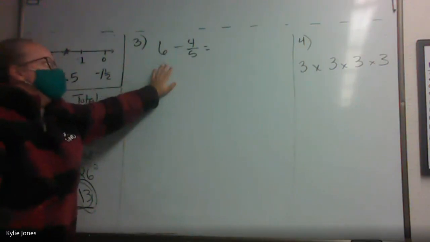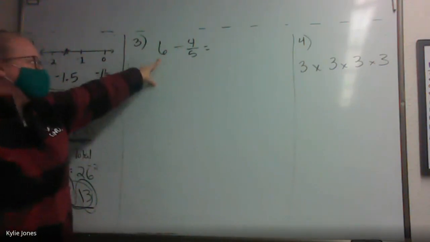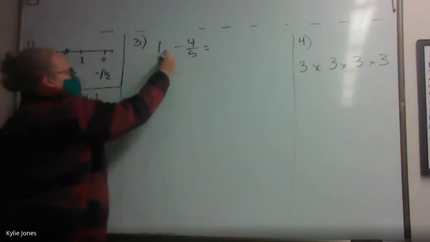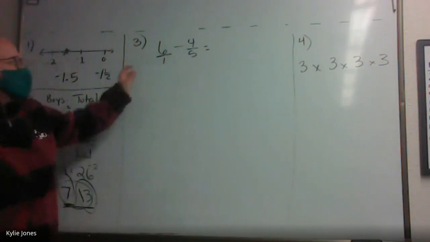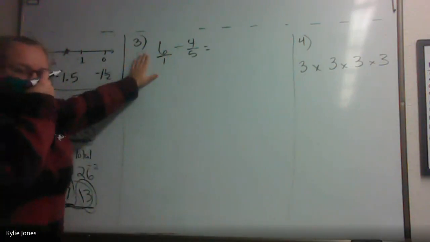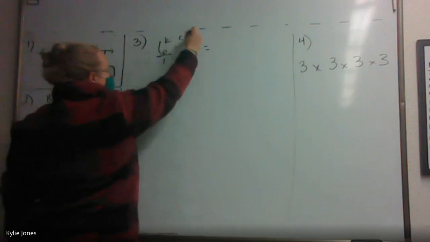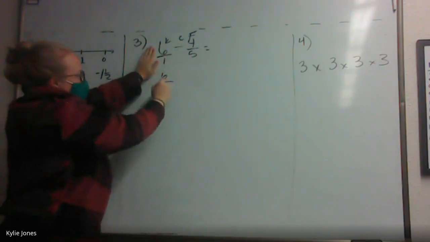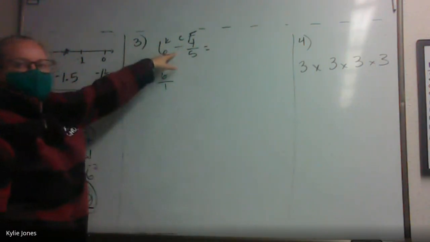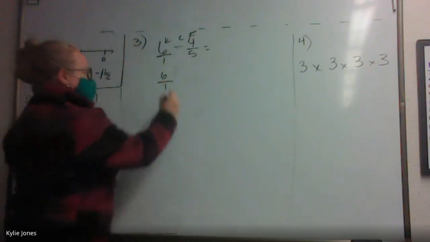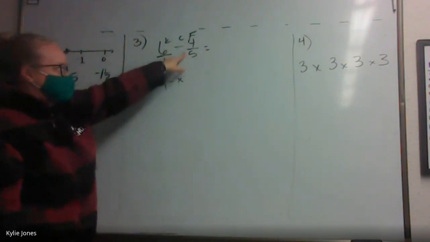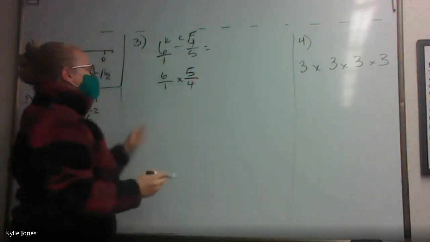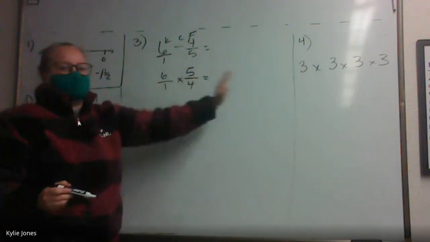We need to divide. I can't divide just yet because I need to change my 6. What happens to my 6? We need to put it over 1. 6 over 1. Now we can do keep, change, flip. What do I keep here? 6 over 1 stays the same. What do I change? Good. Division changes to multiplication. And what do I flip this to become? 5 over 4. Now that we have multiplication, we can just go straight across.